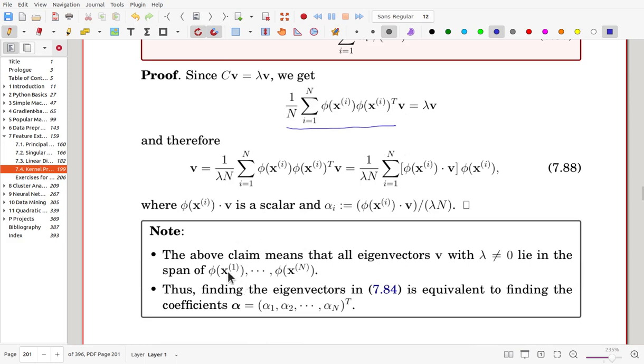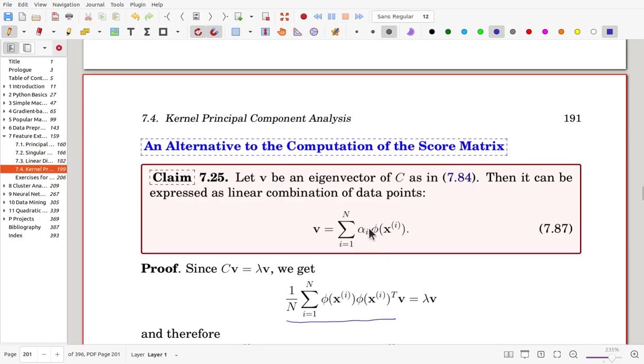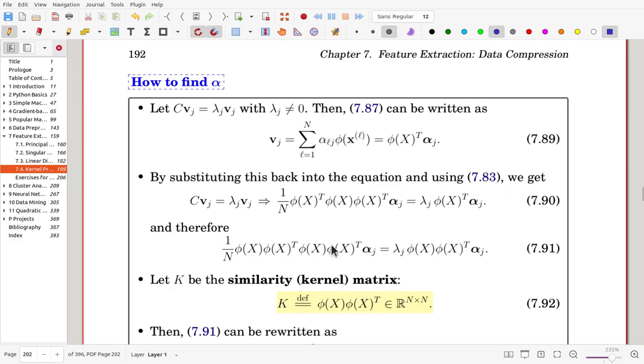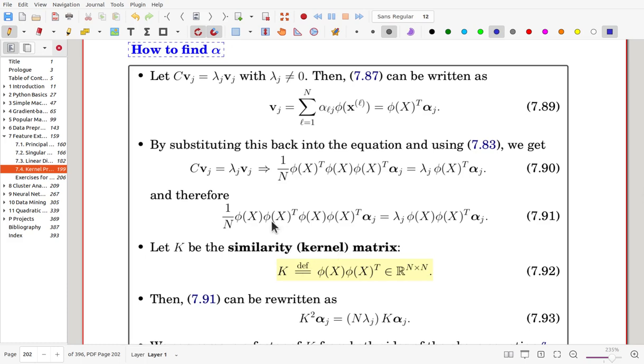That means all eigenvectors v lie in the span of the data points. So finding an eigenvector in that equation is equivalent to finding the coefficients alpha. Once we can find alpha, that's the end. Here we have how to find alpha.